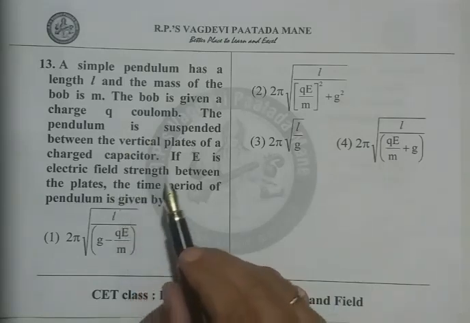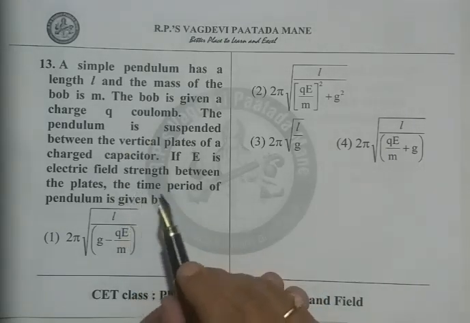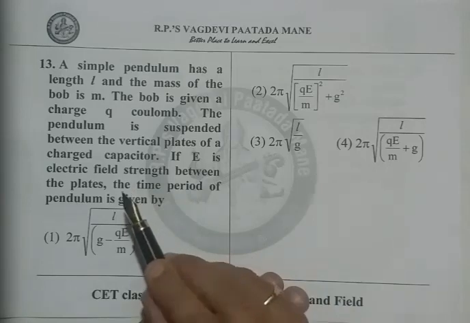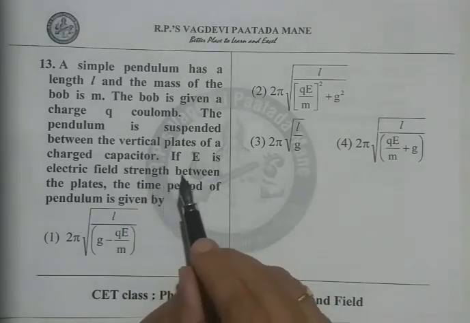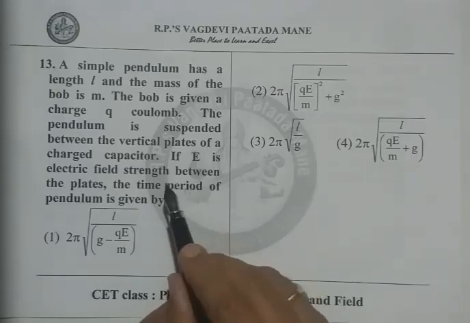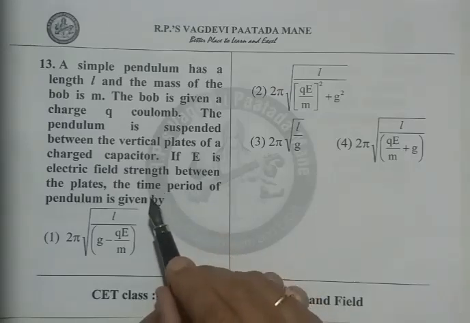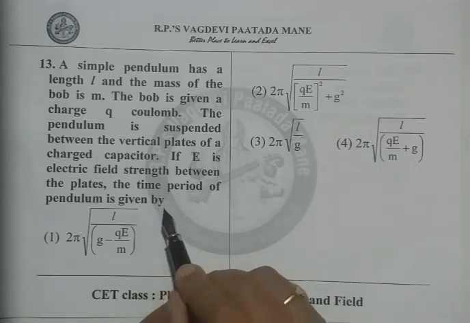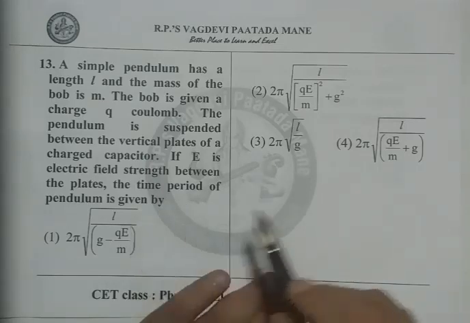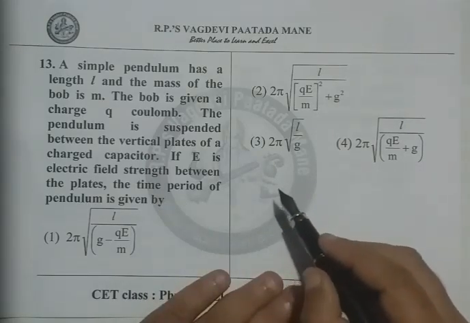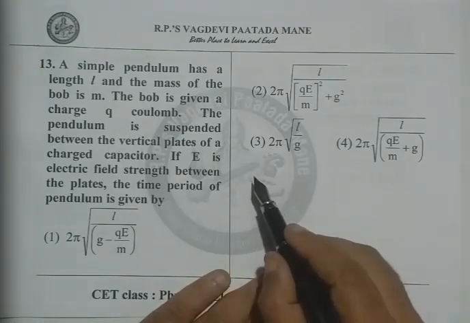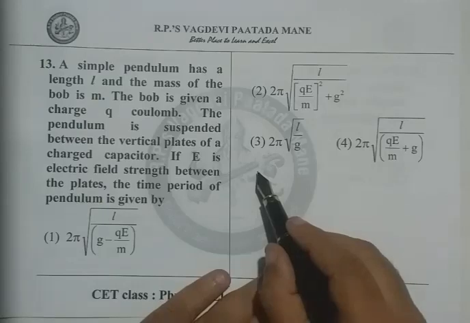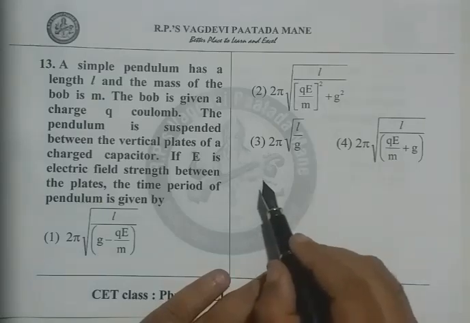We read, a simple pendulum has a length L and the mass of the bob is M. The bob is given a charge Q coulomb. The pendulum is suspended between the vertical plates of a charged capacitor. If E is the electric field between the plates, find the time period of the pendulum. Observe the pendulum time period. If it is a normal simple pendulum, it depends on the acceleration due to gravity.